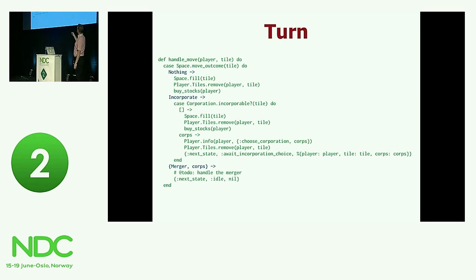For the move outcome, you ask the space, that's what we had the space function for: what's the outcome of this move? If it's nothing, you fill the space with the tile, you remove it from the tiles the player is holding on to, and you tell him, now it's time to buy stocks. This is just literally translating the lines describing what happens in the game book. Again, contact me and I'll get you the PDF with the rules.